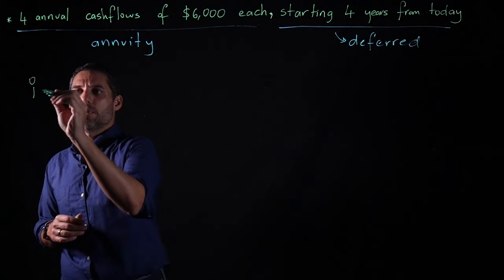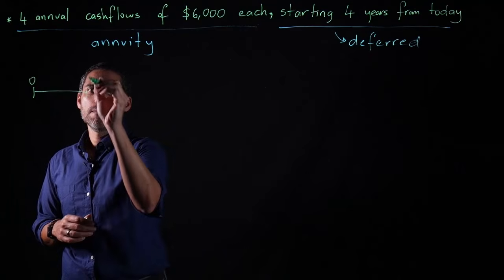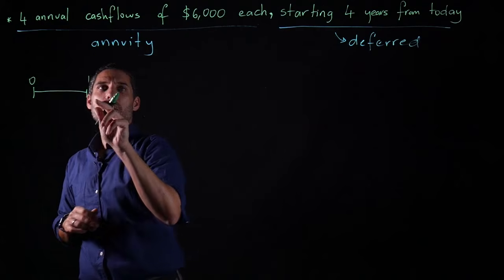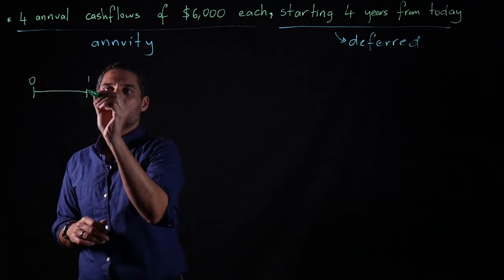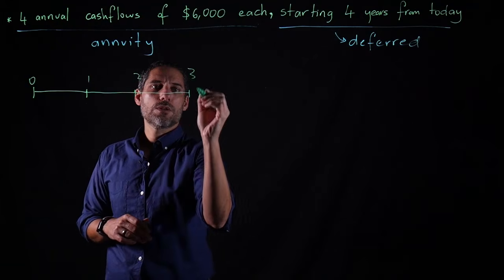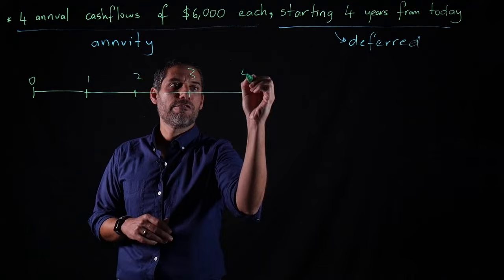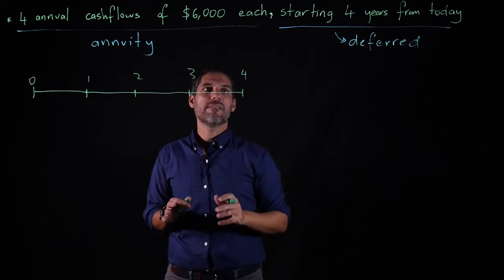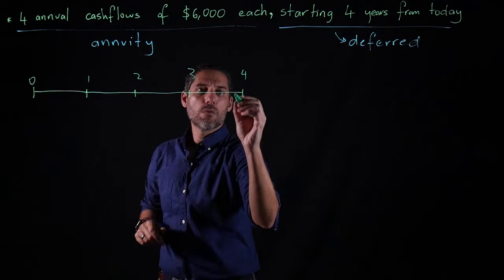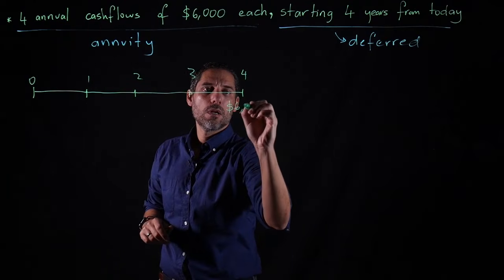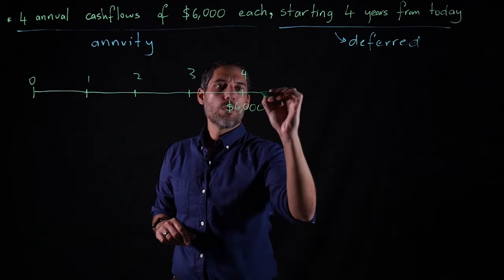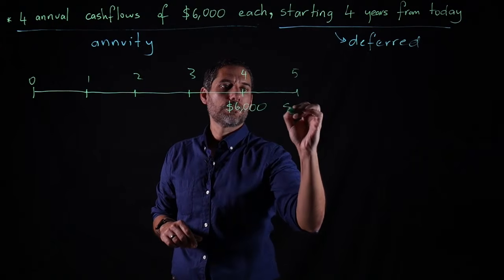Here we have 0, year 1, nothing. This is deferred, right? Normally, if we had a regular annuity, we would have the 6,000 right away here, but we don't. Year 2, 3 years from today, and then 4 years from today. All right, so now we have action, right? Starting 4 years from today, our first of 4 cash flows, 6,000, okay? So now 1 more year, 1 more cash flow.